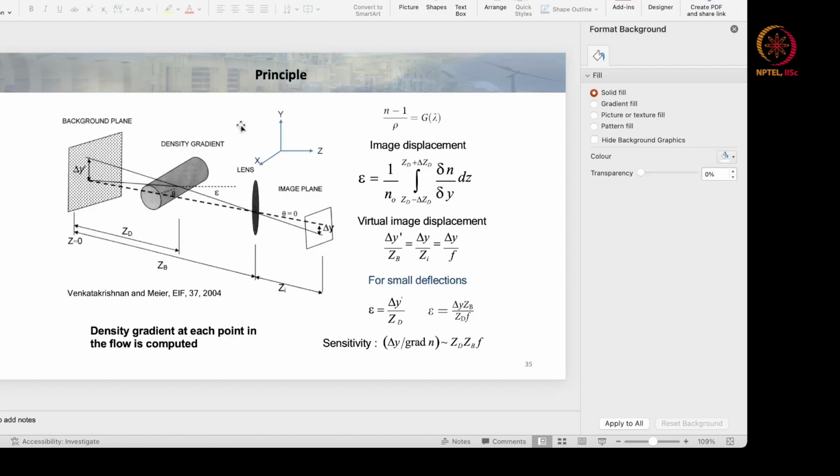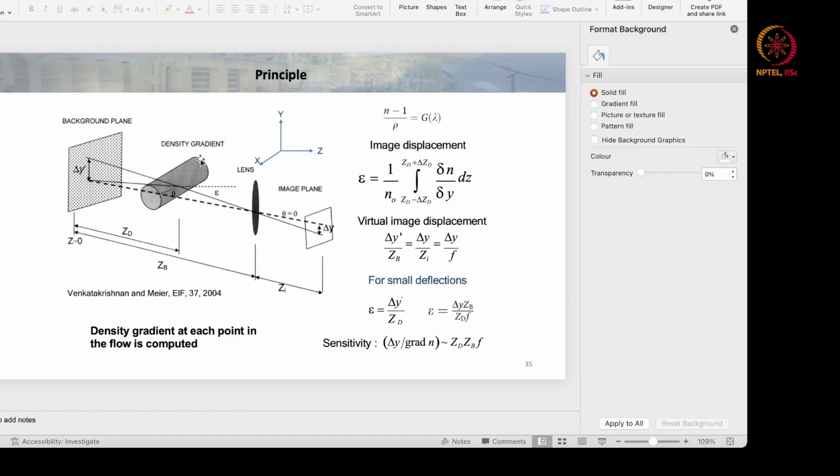So what we have over here is the principle. You have a density gradient, this is the object of interest, this is the background plane, and this is the image plane, with the XYZ coordinates. This is taken from Venkatakrishnan and Meyers' experiments in their 2004 paper, a highly cited one. This is the checkered surface, and the same form, (n minus 1) by rho equal to G by lambda, is still valid. These are the equations that you have seen already.